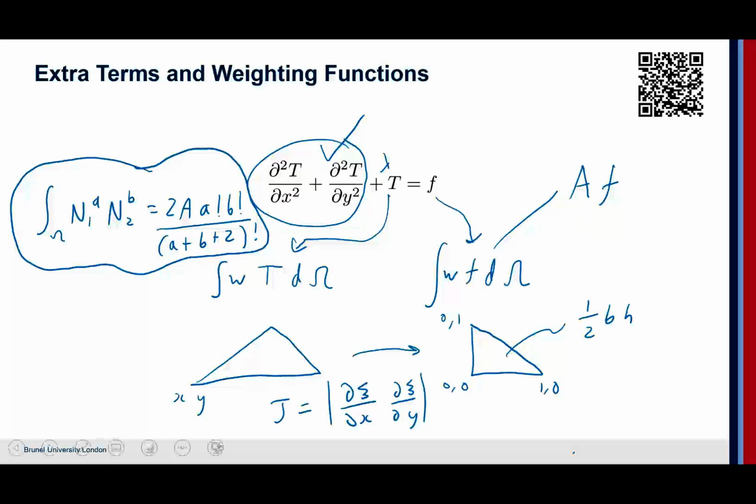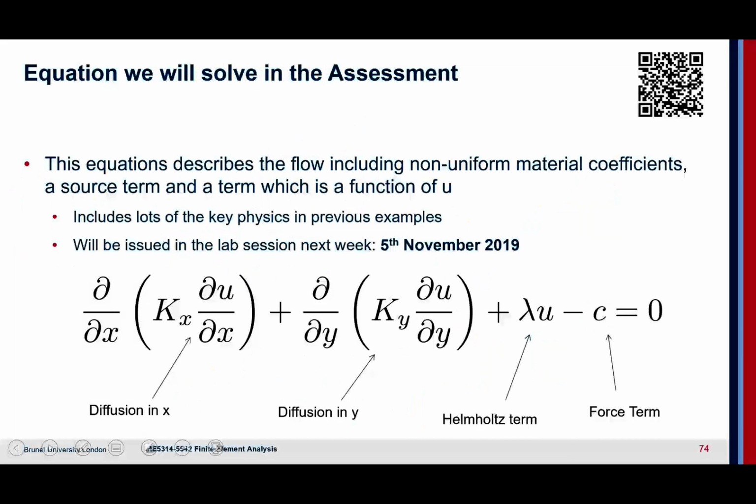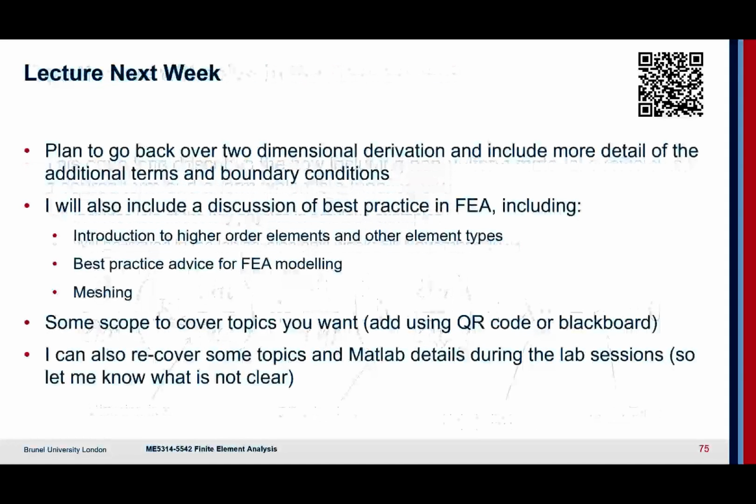And then the idea will be that we're going to solve this equation here, which includes the extra complexity of non-uniform material coefficients, and I'll talk about it briefly next week, but in principle that shouldn't be too much more. And then basically I'll go over this derivation again, put in a bit more detail about boundary conditions, and describe the additional terms. And then I'll have a little bit about best practice in FEA. So this will be about higher order elements, other element types, moving to 3 dimensions, and then a whole range of advice from people who've worked in industry along the lines of how to actually simplify the problem. And hopefully this will motivate for you while we're doing 2 dimensions.